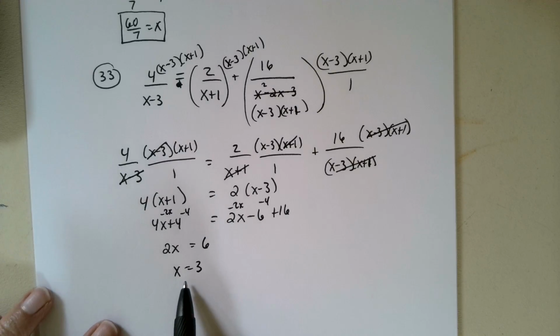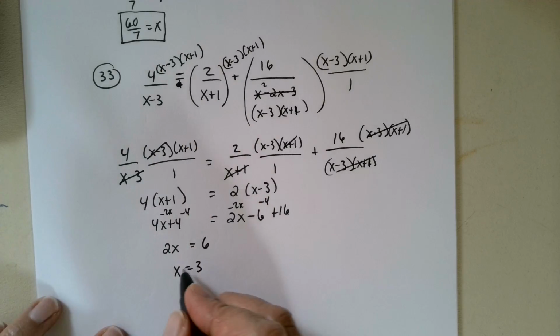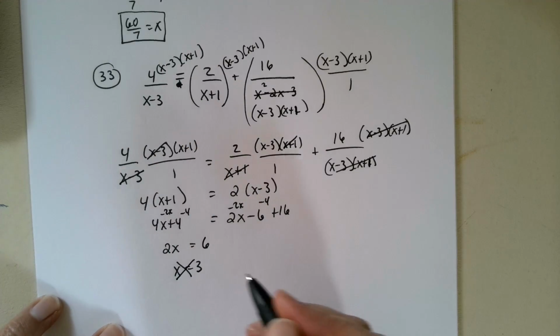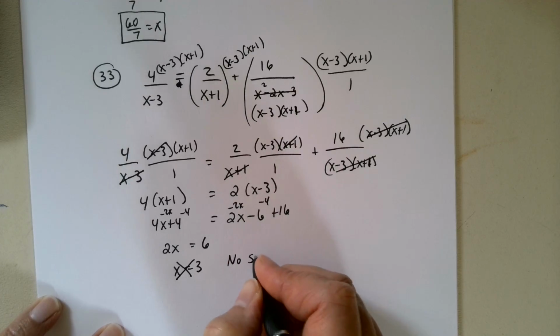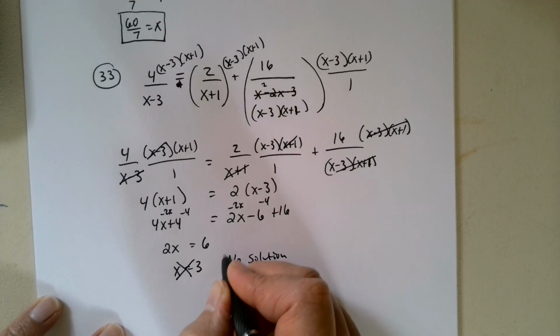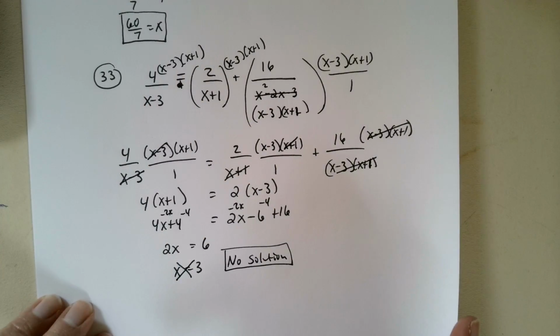But when you go back and you check, when you put in 3, 3 minus 3 is 0, and you cannot divide by 0. This was the only answer you had, but it doesn't work. That means it's extraneous. So there is no solution to this particular problem. So I wanted you to see one of those.